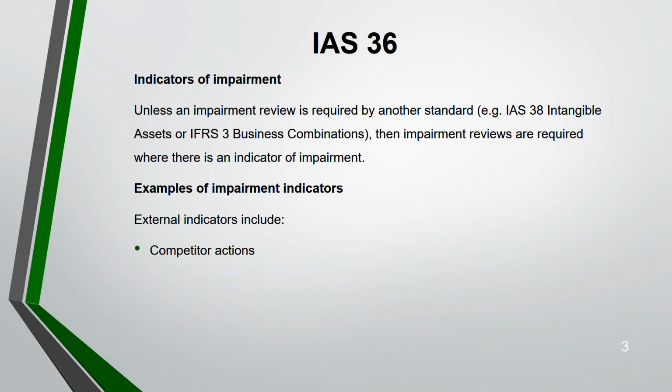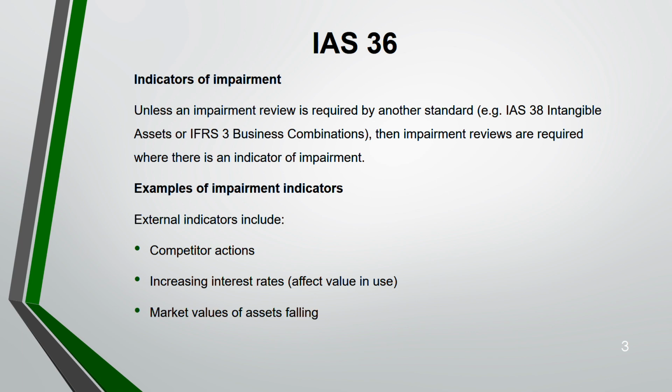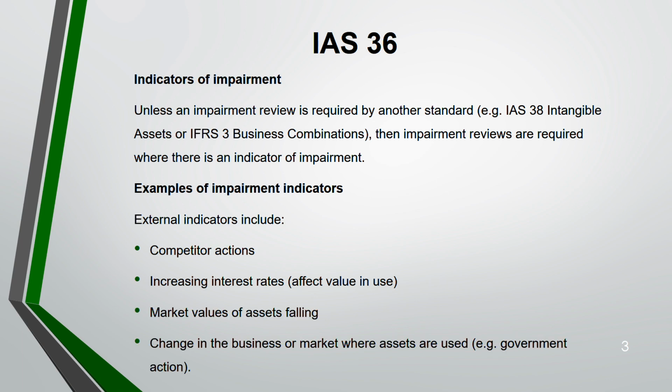First, external: competitive actions, increasing interest rate, which can affect your value in use, because you are using that interest rate to discount, right? Higher the interest rate, lower your value in use. Then market value of asset is falling. Change in the business of the market where assets are used, for example, government actions. What is the difference between internal and external indicator? External is something external, beyond your entity, outside your entity, not in your hands, not in your control.